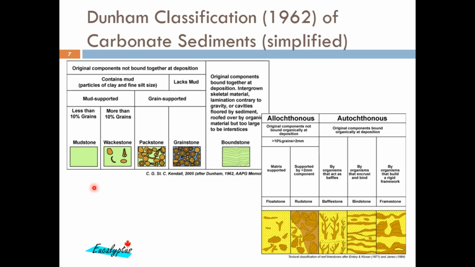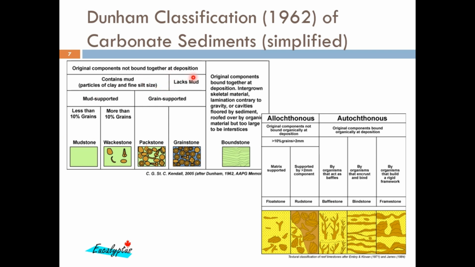Okay, let's first start here at the simplified one. We have original components not bound together, right, just dropped out of the water during deposition. And then we can have portions of the rock types that contain mud, lime mud, so like a clay, but now completely calcite or dolomite, where the particles are less than 2 millimeters. In fact, they're typically less than 10 microns.